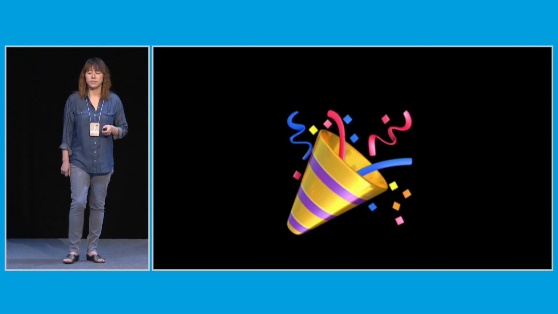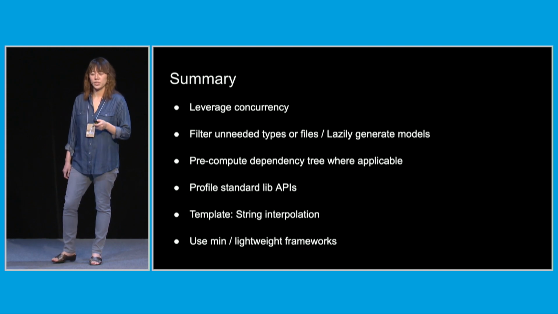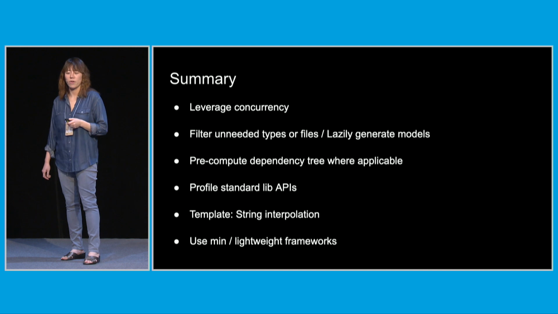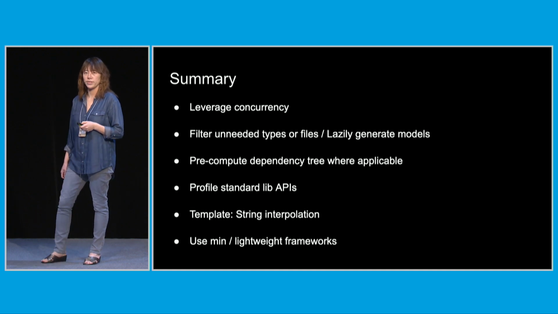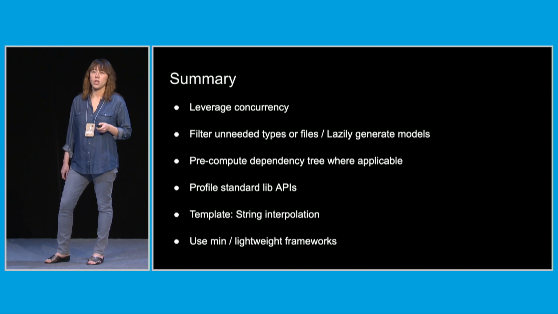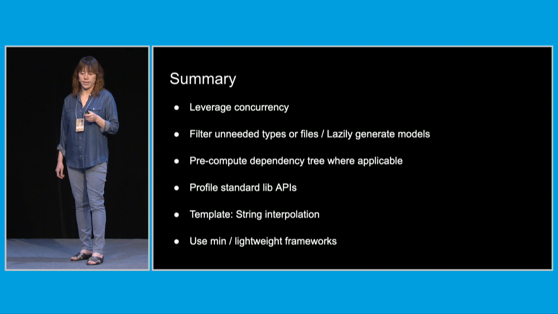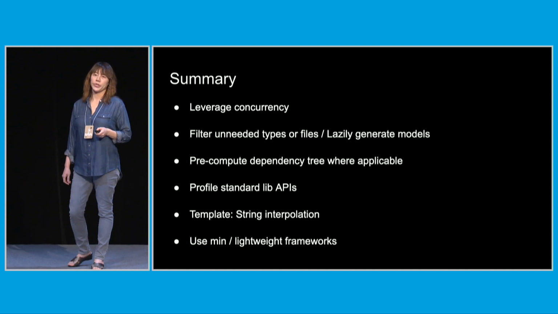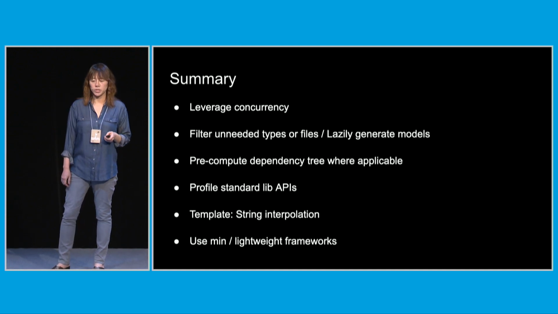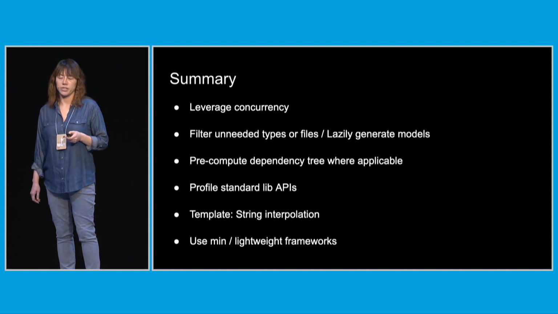Okay, with that, now we're done. Are you ready for a recap? Let's recap. Let's go over how we made the tool performant. We leveraged concurrency. We filtered unnecessary types or files. We generated models lazily. We pre-computed dependencies where applicable. And profiled standard library APIs that were commonly used.